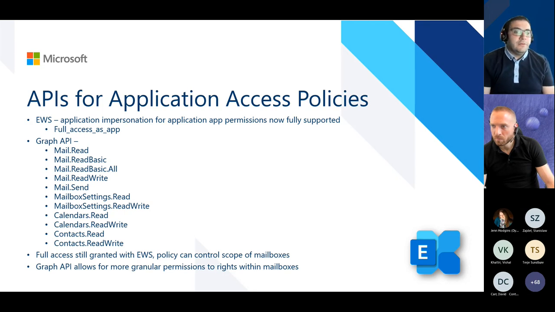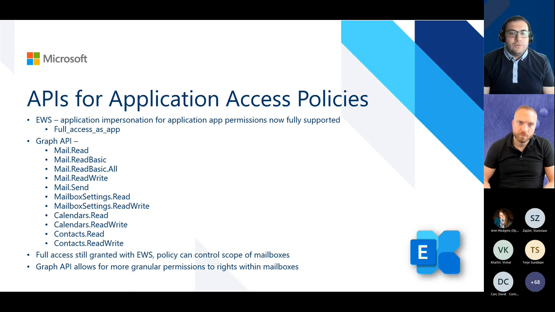it was supported early last year, where application impersonation for application permissions is now fully supported, where you would need the full_access_as_app role, which opens up EWS access to all mailboxes in your organization. But with your application access policy, you can at least control the scope of where your app registration will be allowed to access those mailboxes.